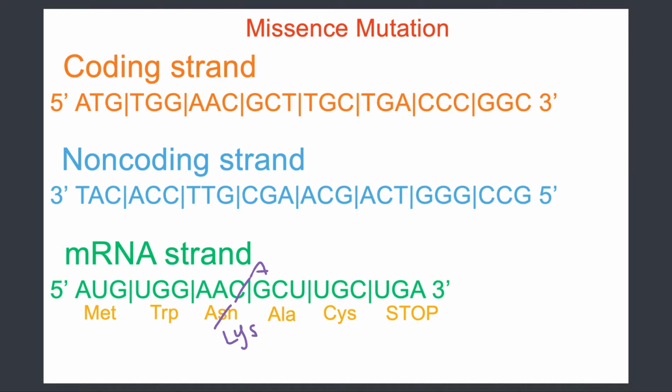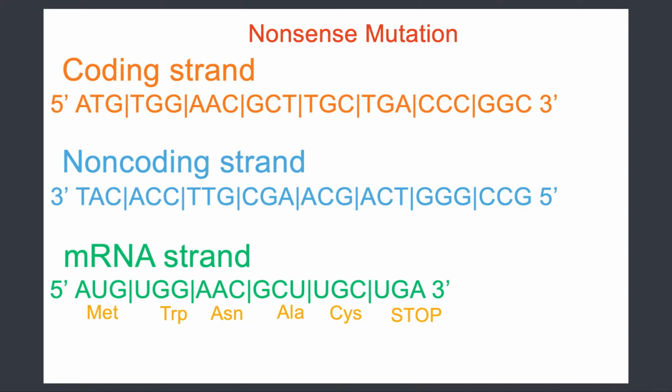I did this by changing AAC in the coding strand to AAA. This would change TTG in the non-coding strand to TTT. So, since we changed the C in the coding strand to an A, this would be a transversion.